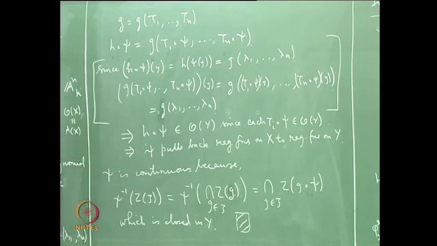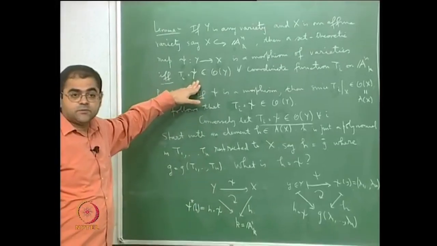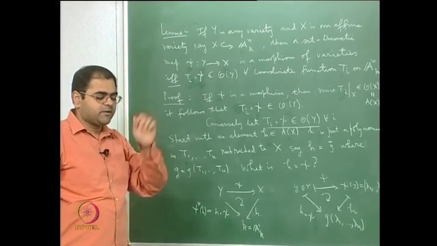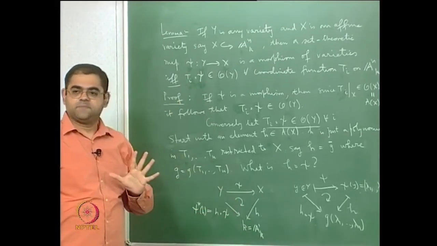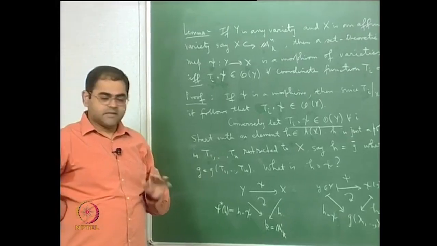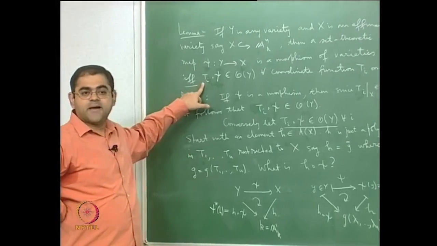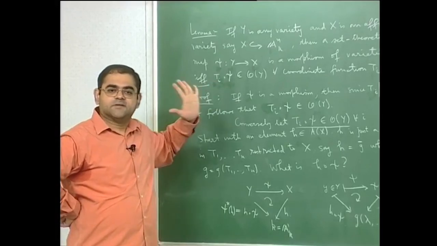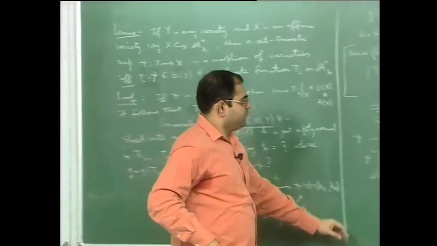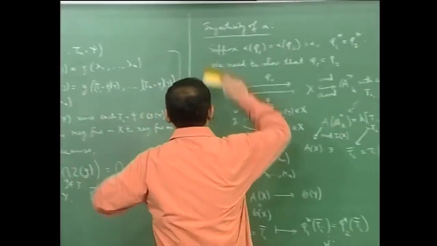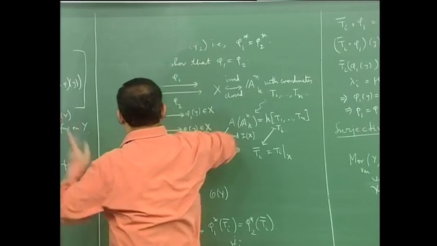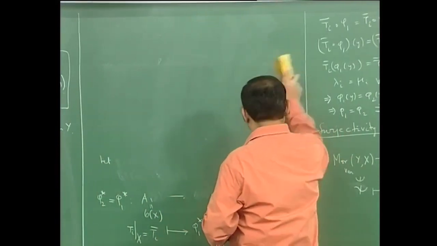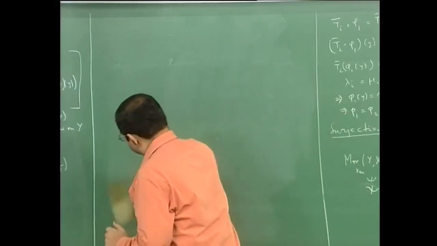Okay, so it's a very beautiful statement. It tells you very quickly how to verify that a map from a given variety into an affine variety is a morphism. Okay, it's very simple. All you do is show that the pullbacks of all the coordinate functions are regular functions. That's all you have to check. Okay, fine. So this is a fact that is kind of buried in the proof of the theorem that I gave in the previous lecture. So I just wanted to bring it out.